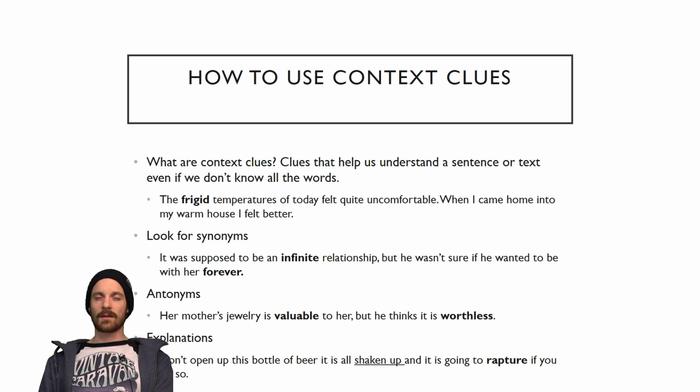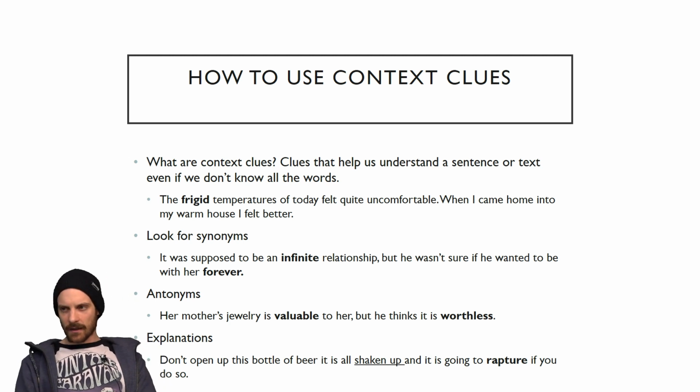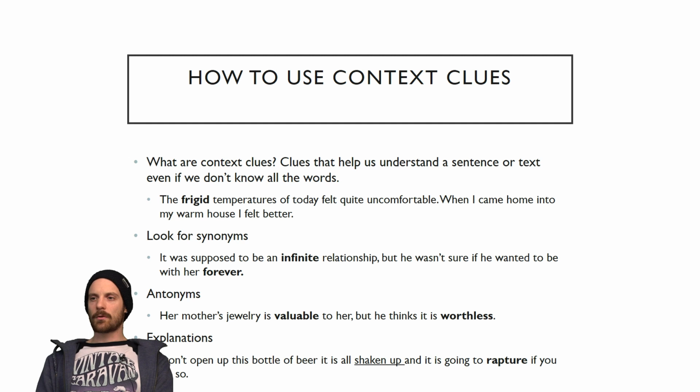And I've provided you a few sentences. At first I'm gonna mention an example sentence of how context clues are used. So in this case, when we talk about temperatures, we can use: the frigid temperatures of today felt quite uncomfortable. When I came home into my warm house, I felt better. So because of the second sentence, you can already guess what frigid might mean, and there's just one possible way that frigid means cold, or freezing cold in this case.